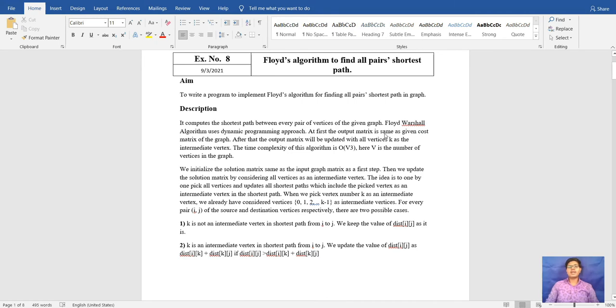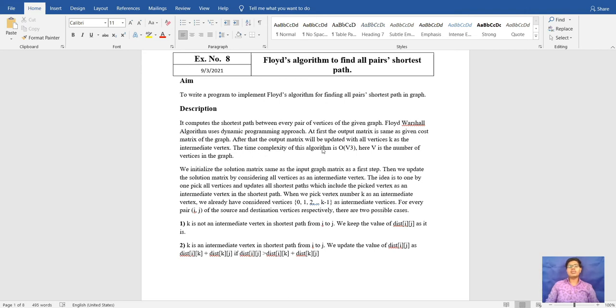At first, the output matrix is the same as the given cost matrix of the graph. After that, the output matrix is updated with all vertices k as the intermediate vertex.